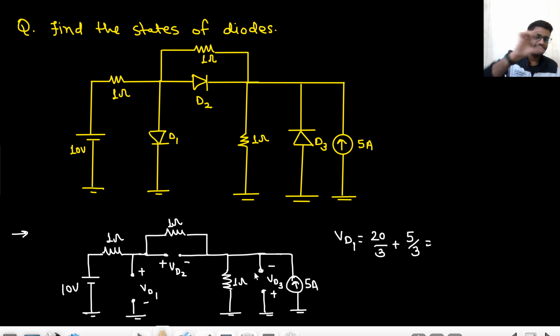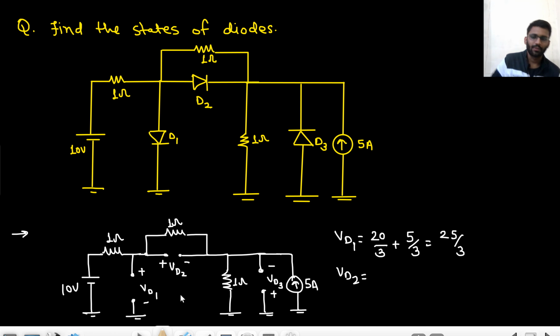Now I am considering only the 5 ampere current source. So the 5 ampere current source is going between the 2 ohm resistance and the 1 ohm resistance. So in the 2 ohm resistance, 5 by 3 ampere current will be going. And into 1, that will be the voltage drop across it, because the 10 volt is shorted. So basically 20 by 3 plus 5 by 3, that means 25 by 3. So I can see diode D1 is turning on.